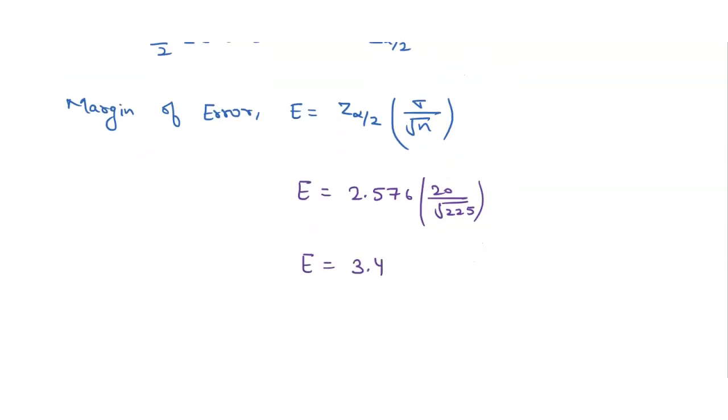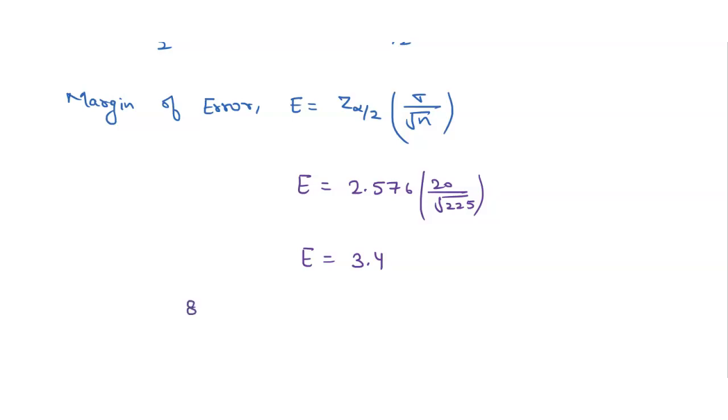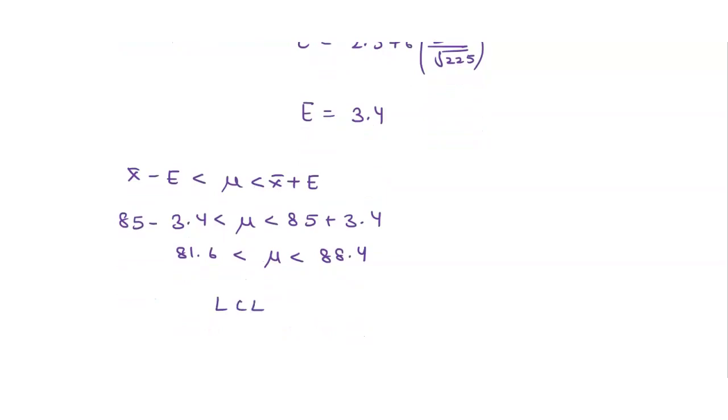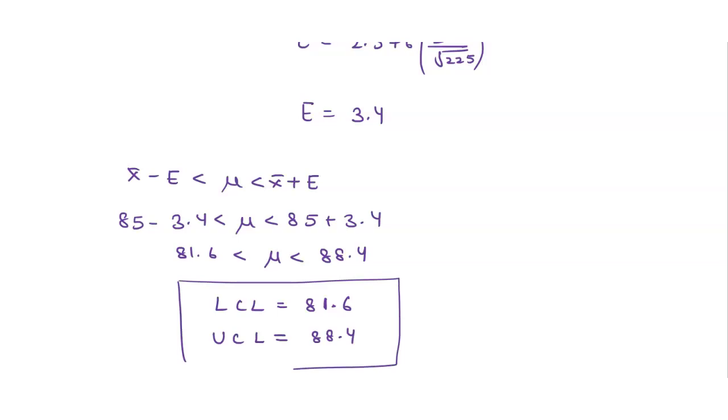Now finding out the LCL and UCL, this mu is in between x bar. For writing the formula, here we have x bar minus E is less than mu less than x bar plus E. So now from here we have x bar is 85 minus 3.4 is less than mu is less than 85 plus 3.4. So here we have 81.6 and here we have 88.4. So LCL is equal to 81.6 and UCL is equal to 88.4, which is the final answer of this question.